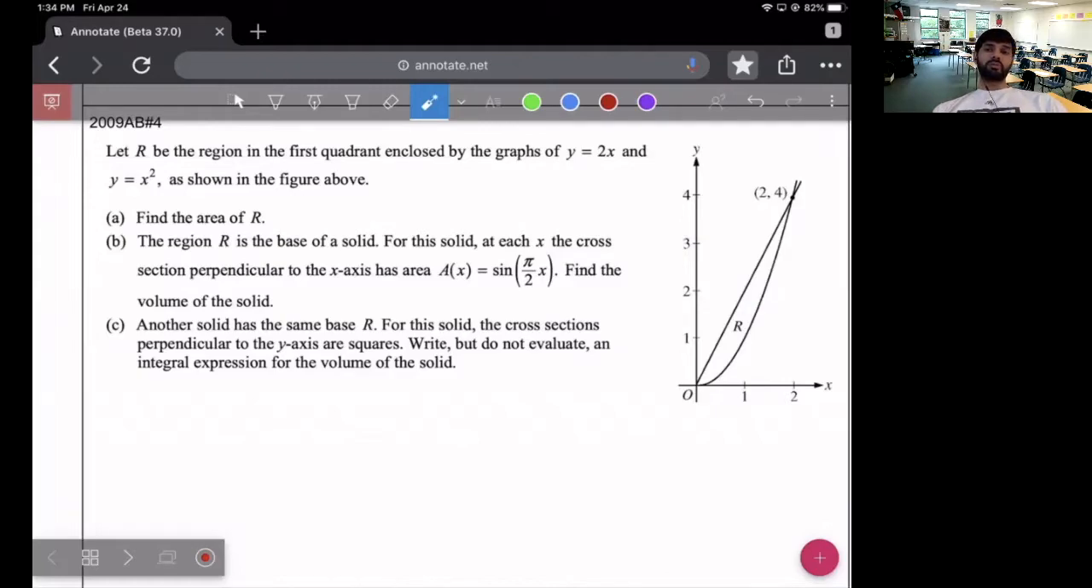Regardless of whether you did it in terms of X or did it in terms of Y, you'll still get the same answer.